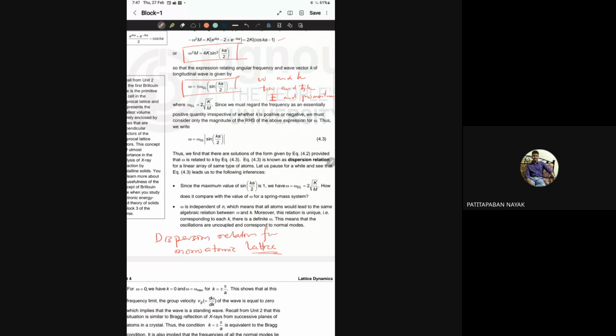What happens in a diatomic? In the monatomic case, all the masses are M. This is also M, this is also M. But in a diatomic, this will be M1, this will be M2, this will be M1, this will be M2, like that. So the mass will change.